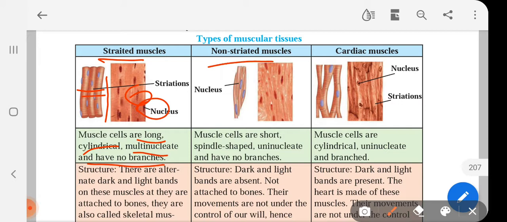Now let's talk about non-striated muscles. Non-striated muscles are short and spindle shaped. Can you see this shape? Spindle, tapering at the ends.